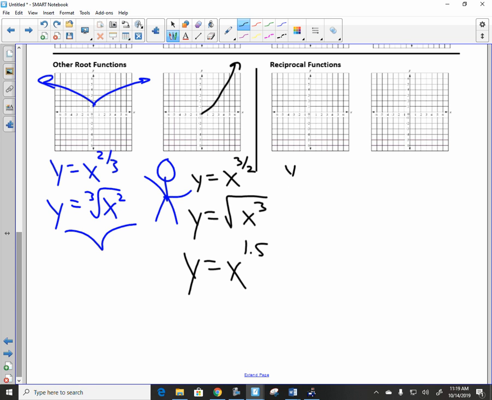Reciprocal functions, you're going to see those a lot. y is equal to 1 over x. Now, who can tell me what value can you not plug in for x? Zero. So you can't divide by 0. Very good. So you have this thing called a vertical asymptote. Can you say asymptote with me? Ready? 1, 2, 3. Asymptote.